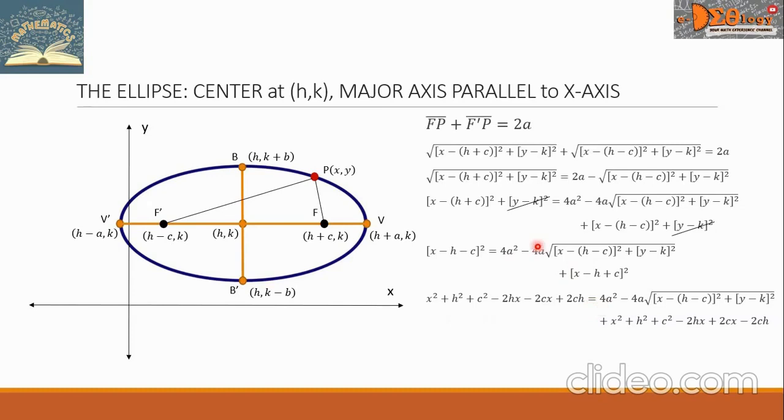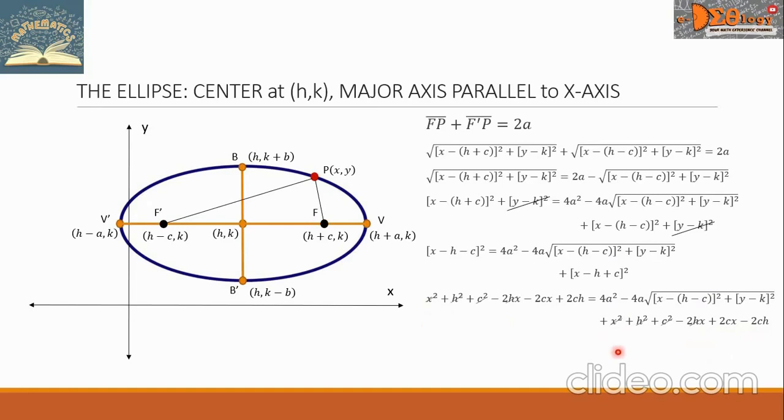For the right side, the first 2 terms are copied down here, and the expansion of the square of this trinomial is x squared plus h squared plus c squared minus 2hx plus 2cx minus 2ch. And then we can cancel some terms from the left and right side respectively. These are the terms that we cancelled.